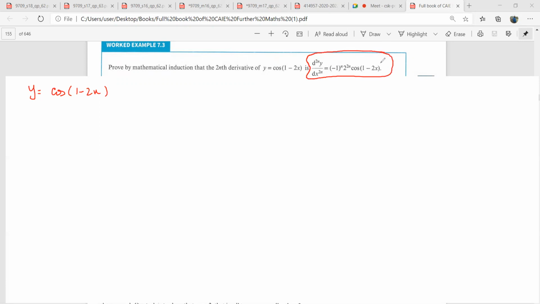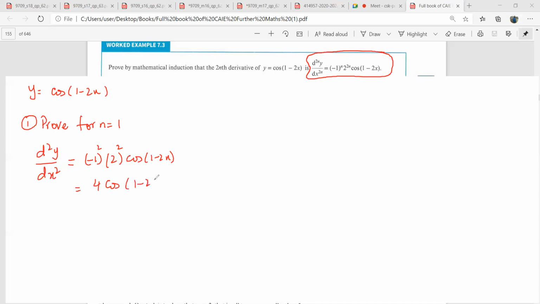Now let us differentiate this, because our first step is to prove this for n equal to 1. So basically, I have to prove that d2y by dx squared, substituting n as 1 here, is equal to minus 1 squared, and then 2 raised to power 2, and then cos 1 minus 2x, and this is 4 cos 1 minus 2x. Now we have to prove this.